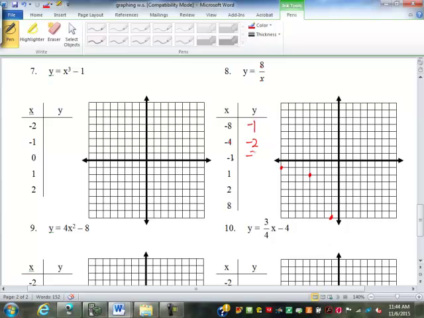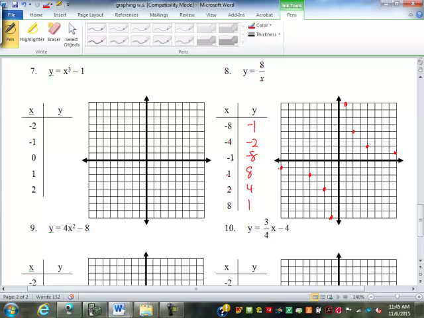Here's where the funny thing happens. Put in 1. 8 divided by 1 is +8. That's up here. 8 divided by 2 is 4. So 2, 4, that's right there. 8 divided by 8 is 1. Now I could put in some other values if I wanted to and get some other points. Like if x was 4, 8 divided by 4 is 2. Or if x was -2, 8 divided by -2 is -4. I can get those points.